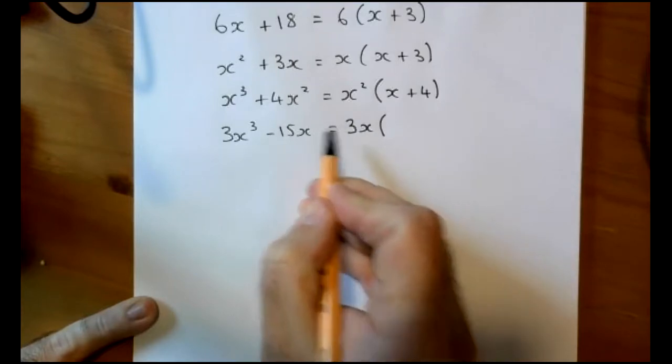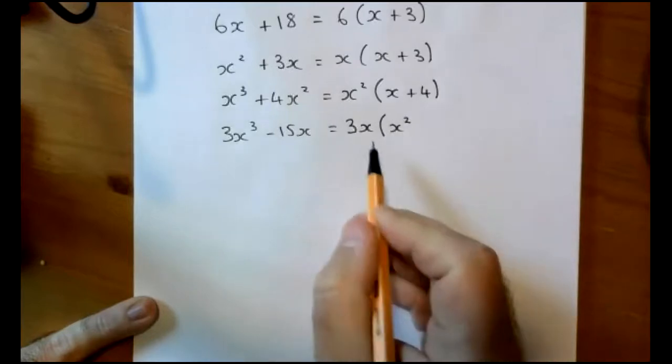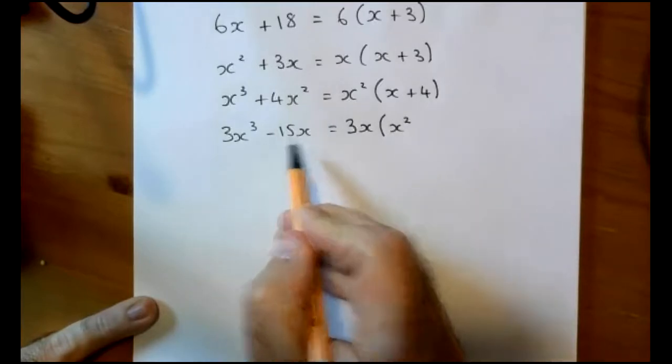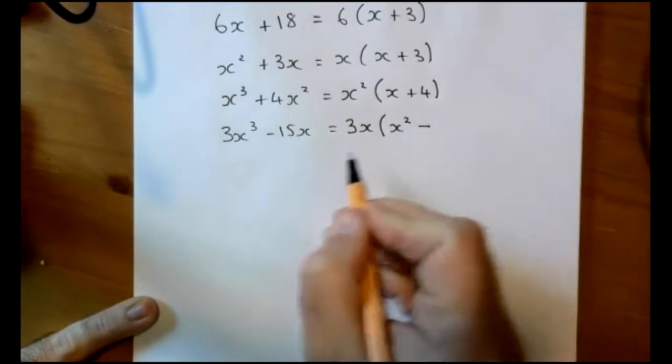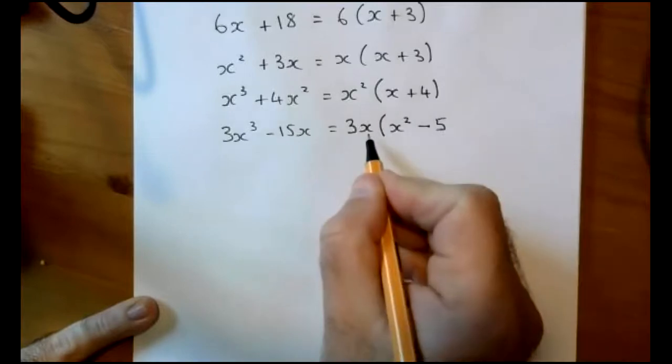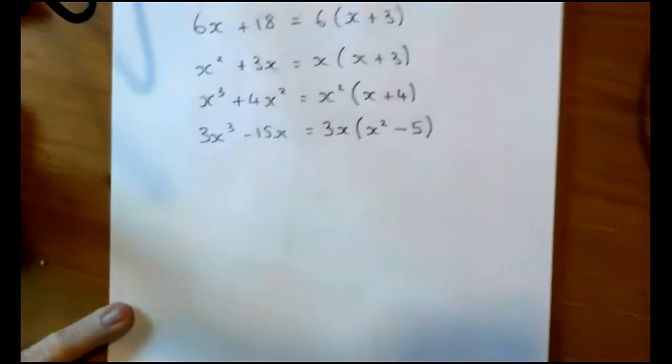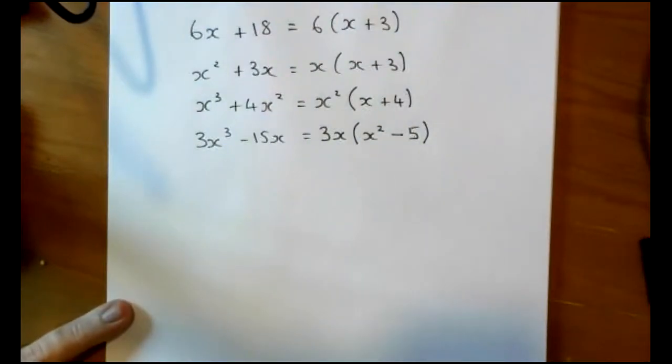So what do I have to multiply x by to get to x cubed? x squared. And now this is a negative sign, so this will be a negative sign. 3 to get to 15 is 5, and the x is already in place, so I can close the brackets. Right, so just check your answers, make sure that you do any corrections that you need to do.